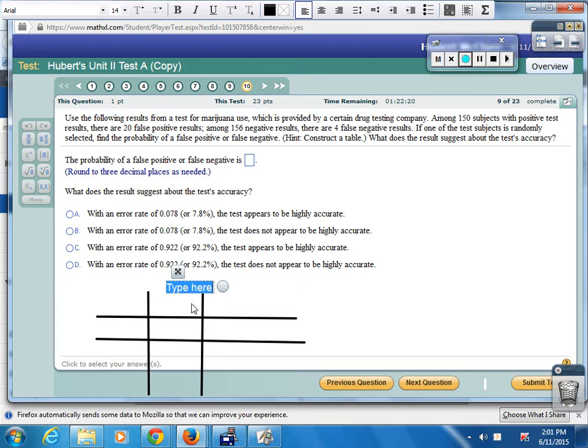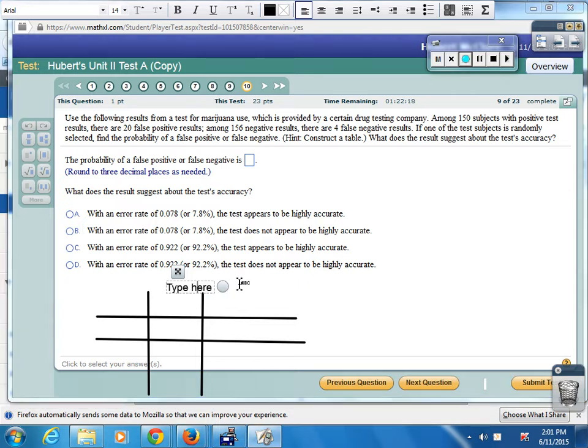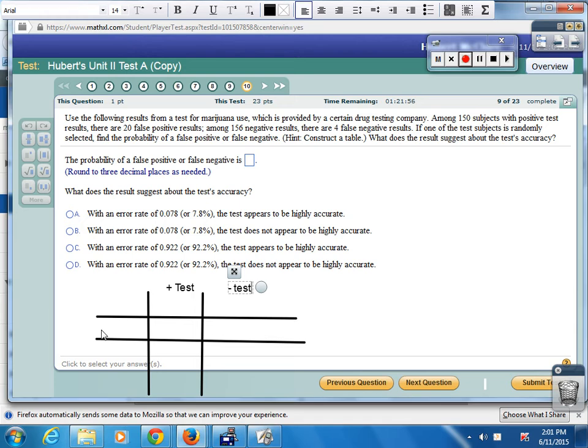Didn't type. I don't know why it's not typing. Positive test. We'll just say positive test. And what's the other one going to be called? Negative test. And what are the other categories before we start doing the numbers? Okay, we got accurate. Hold on. I'm getting there.